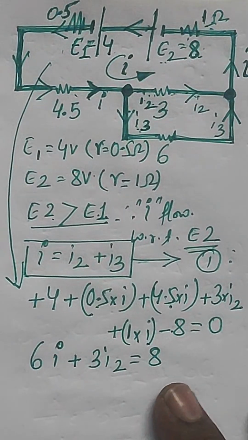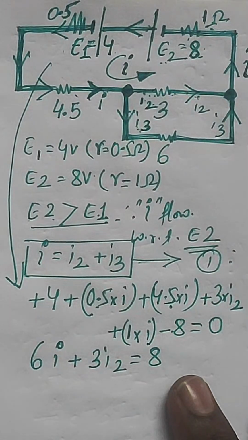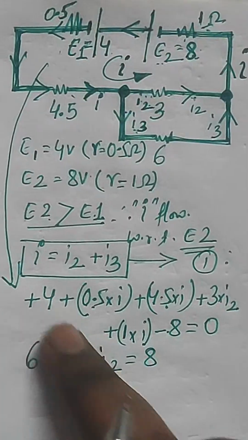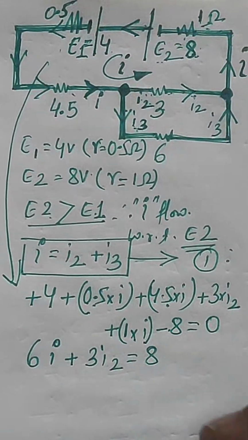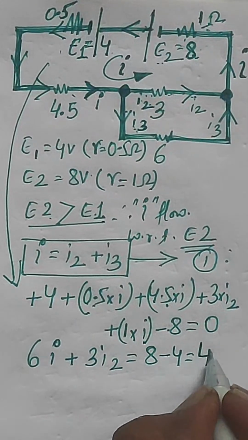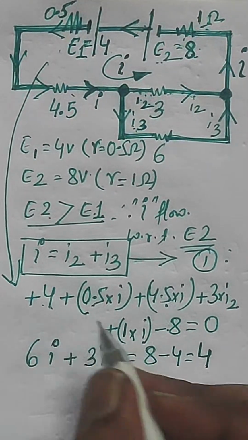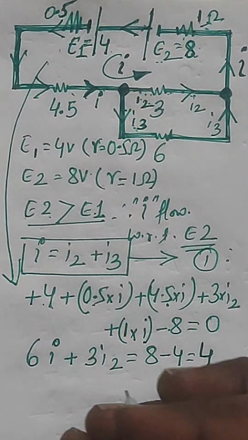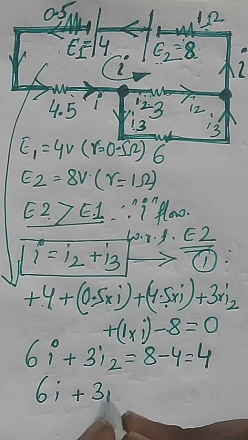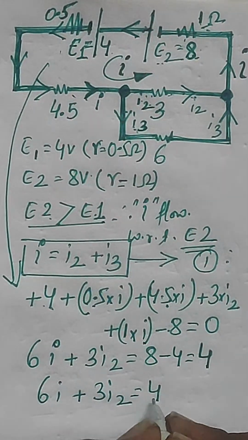6I plus 3I2 is equal to minus 8 plus 4. So that is equal to minus 4. That will be 8 minus 4, which is equal to 4, right? Because this 4 is also present over here. Now this will give you a relation: 6I plus 3I2 is equal to 4.